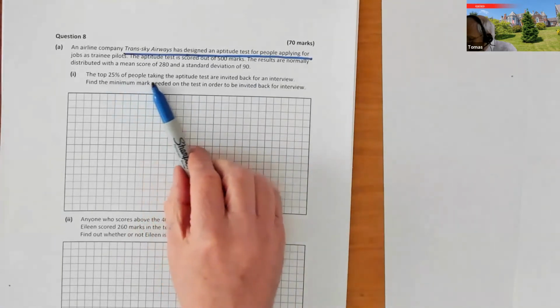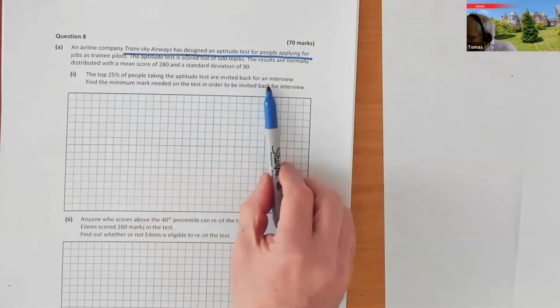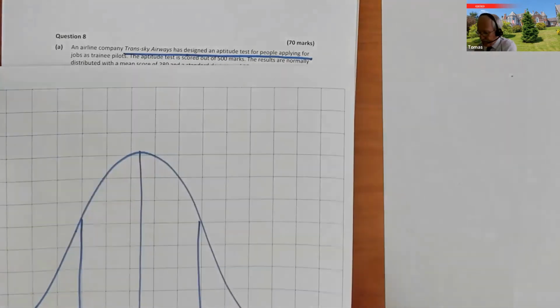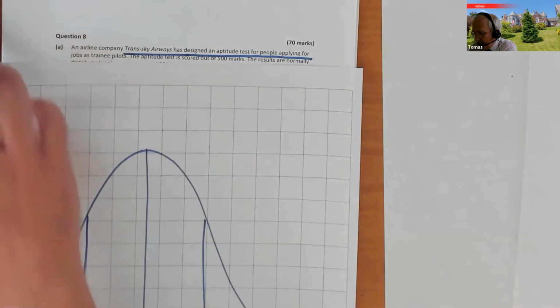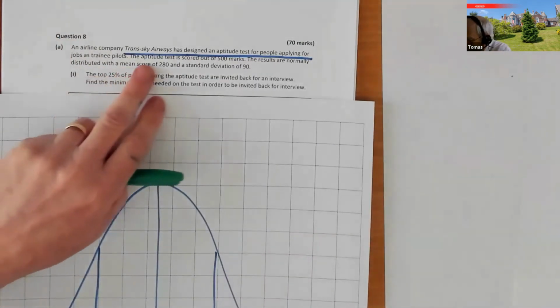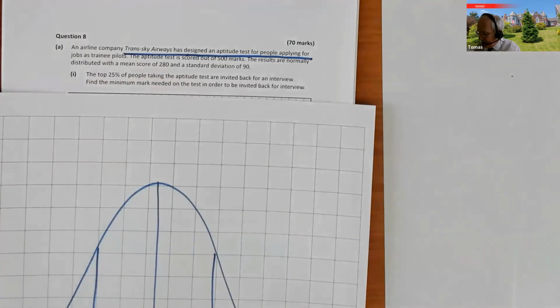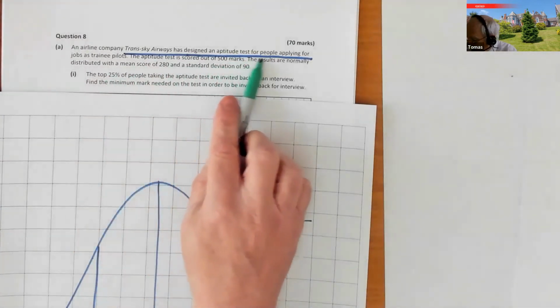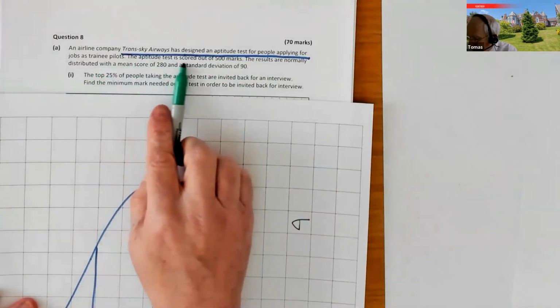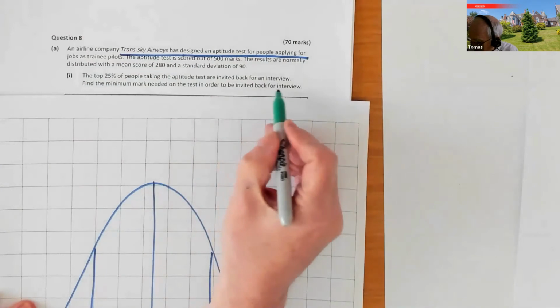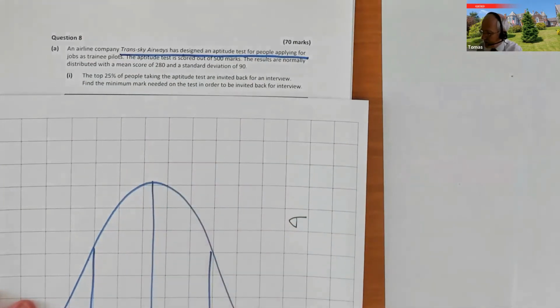The top 25% of people taking the aptitude test are invited back. Find the minimum mark on the test. So we're looking here at individual trainee pilots, so we're talking about sigma. We're told the test has been designed, the test is scored, the results, the top 25% of people are invited back.